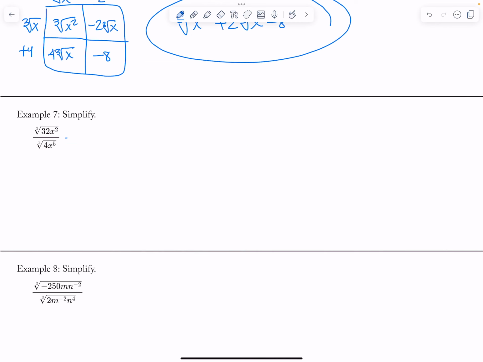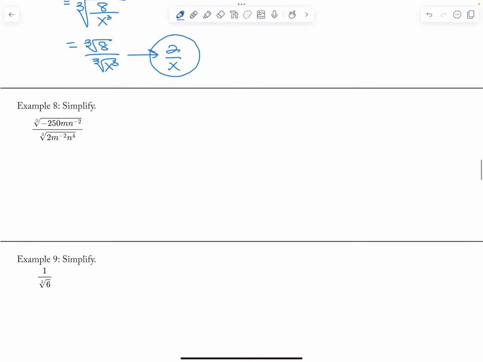Okay, so I'm going to rewrite this as the cube root of 32x squared over 4x to the 5th power. So this would be the cube root of 8 in the top, and then I subtract my exponents, so 5 minus 2 is 3. So now I can go the cube root of 8 over the cube root of x cubed, and I'm going to get 2 over x.